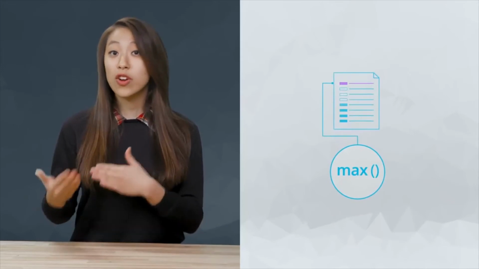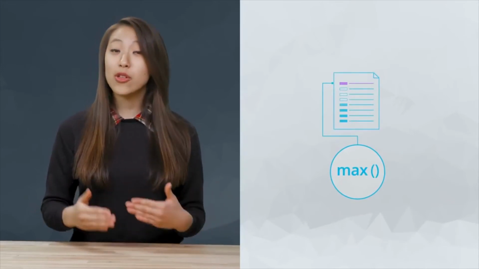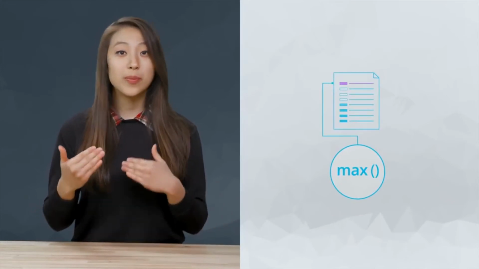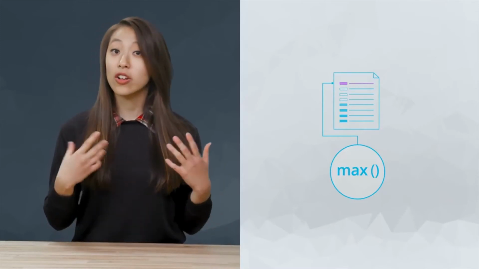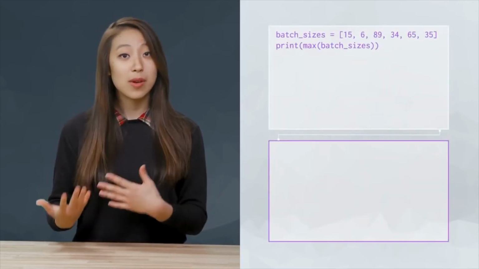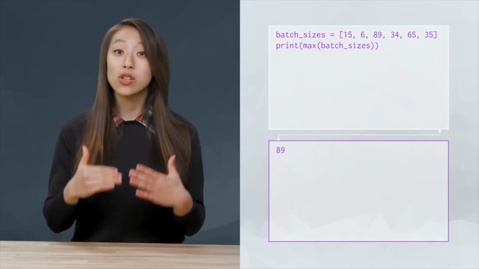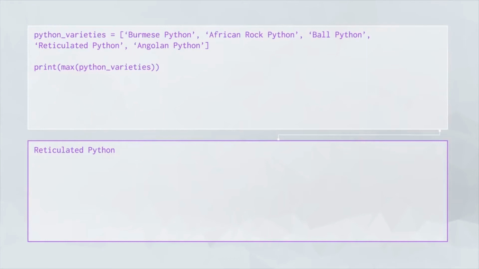Max returns the greatest element of a list. How the greatest element is determined depends on what type of objects are in your list. The maximum element in a list of numbers is the largest number. The maximum element in a list of strings is the element that would occur last if the list was sorted alphabetically. That's reticulated Python for this list. R is the largest letter alphabetically. In other words, greater than B, A, B, and A.